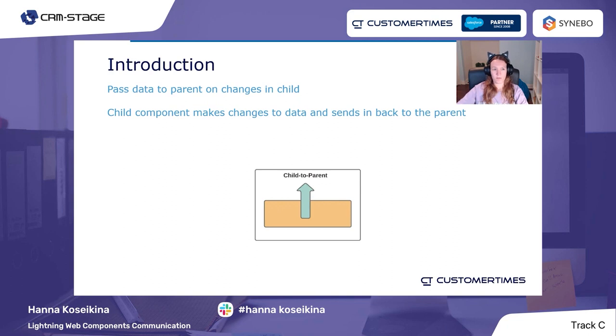Other option, if we're sending information from child to parent, is when child components make changes to some data and then send it back to parent. Going back to our example with web form, when in the input field some change happens, the value changes, some new values are added if it is a pick list, for example. And then we need to send that data back to parent so that when the user presses the save button on a parent component, it knows what values should be saved.